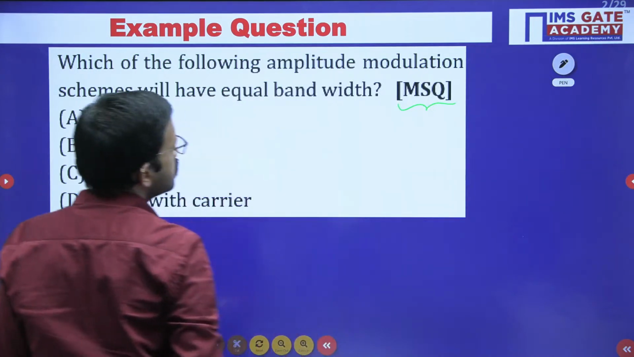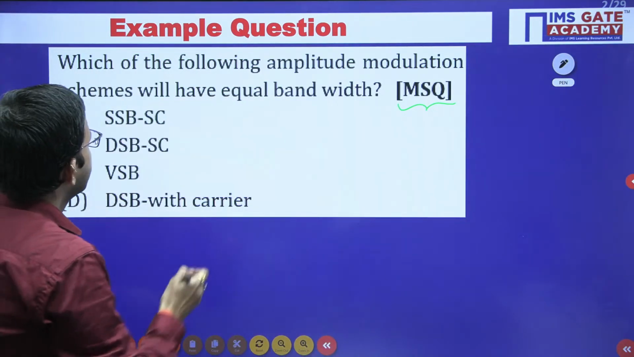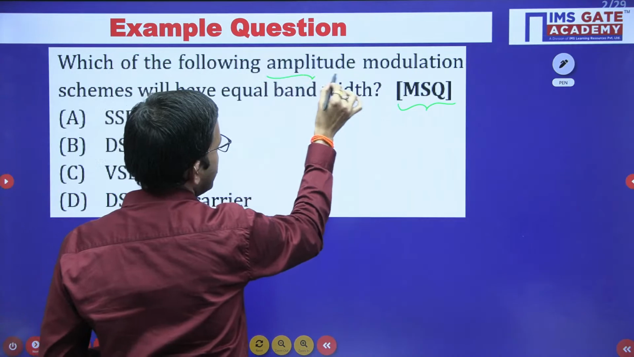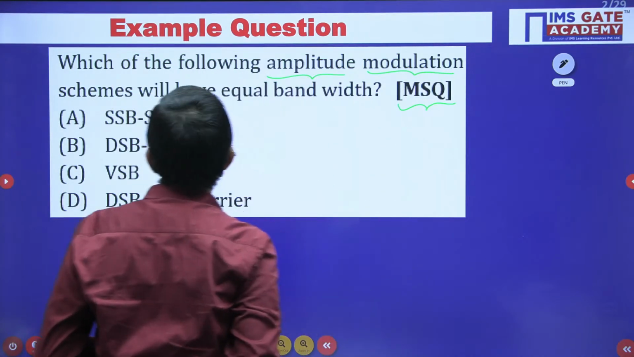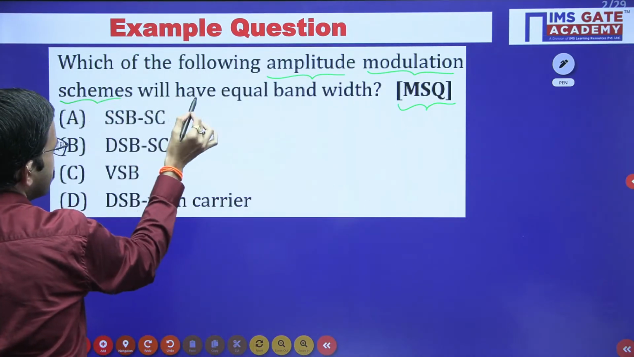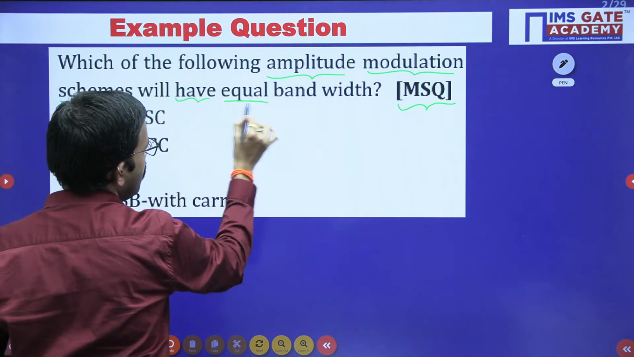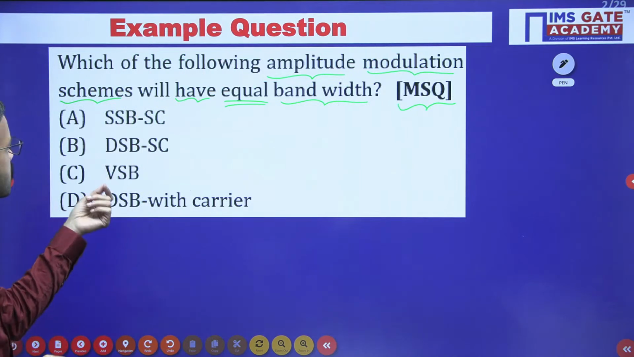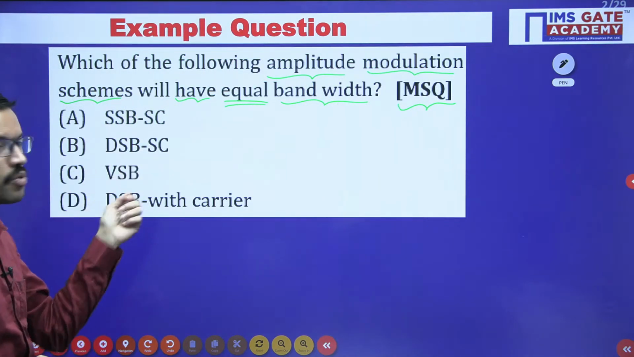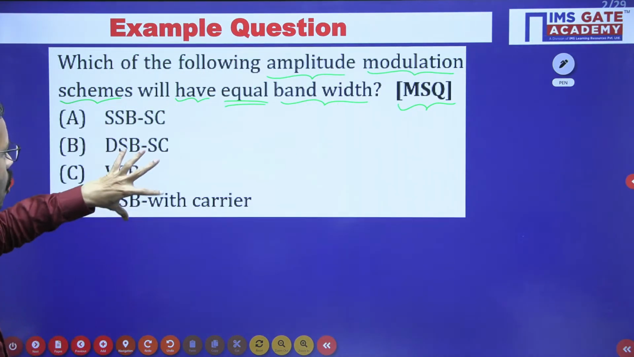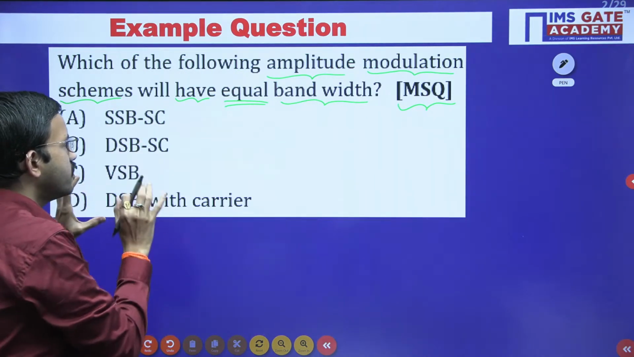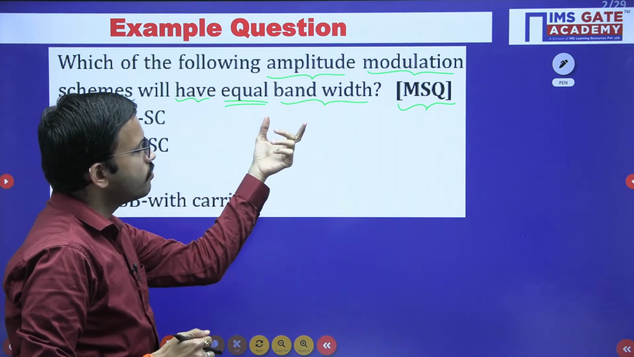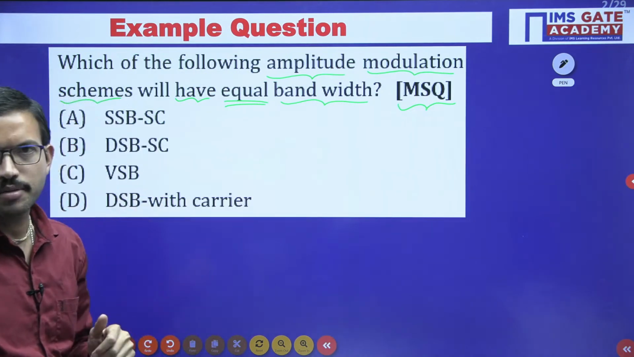If you read the question, which of the following amplitude modulation schemes will have equal bandwidth? Here they have given four choices. In each option you have one modulation technique. Among all these modulation techniques, whichever have equal bandwidth will be the correct options.